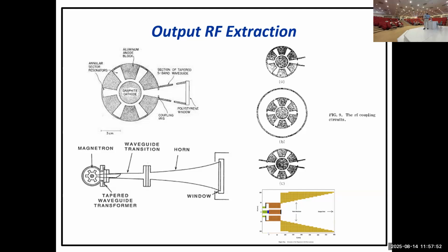Now back to our nice sample. If you have a radial extraction, your waveguide comes from here. If you have a diffraction output, the RF comes out of this side. Now, this is the basic principle of MDO.